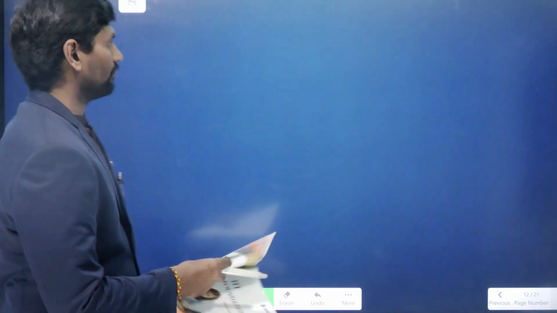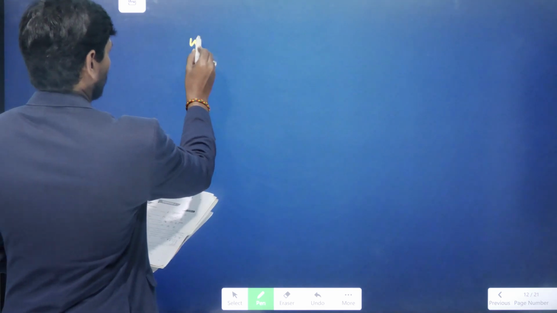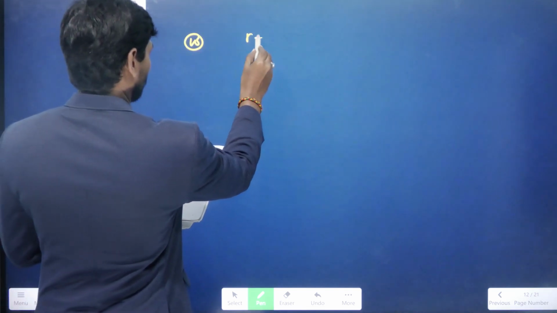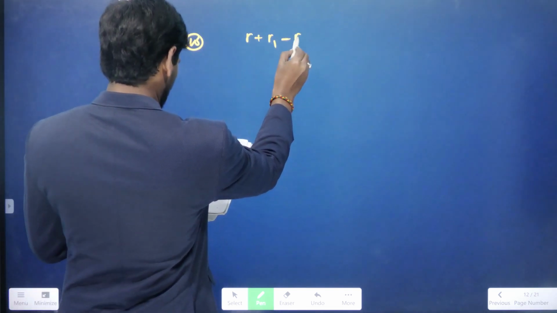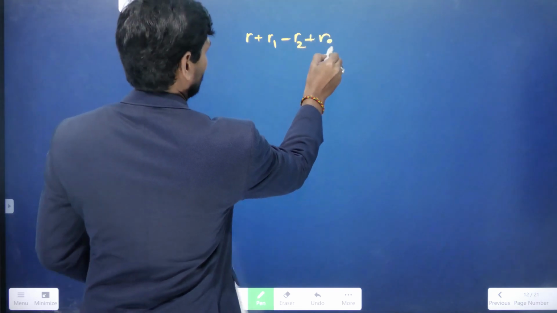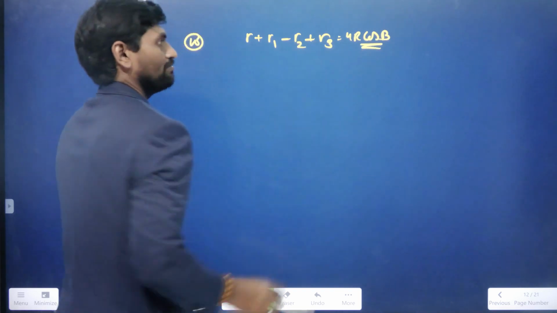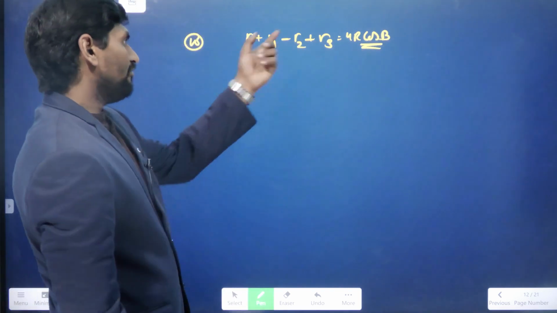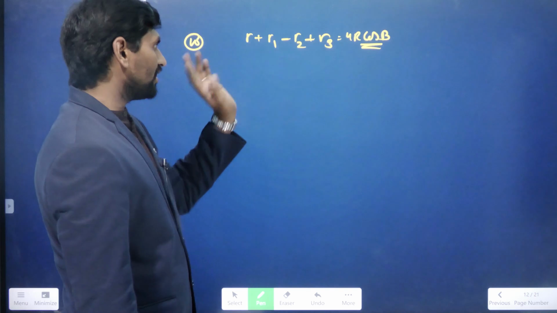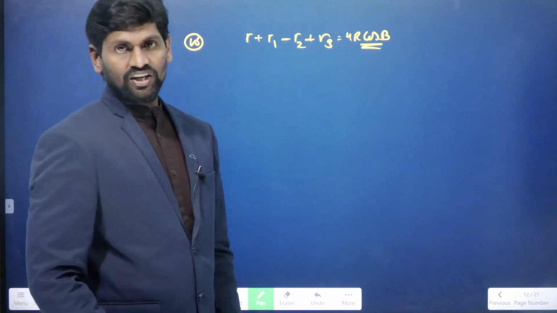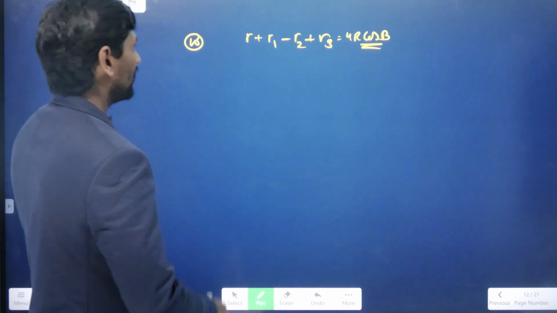Let us go to the problem number 10. So the 10th problem is in triangle ABC, r plus r3 plus r1, so minus r2. So this is also a direct formula. If I write like this, r plus r1 minus r2 plus r3 is equal to 4r cos B. r2 is negative, no? 4r cos B. If r3 is negative, 4r cos C. If r1 is negative, 4r cos A. Okay? That is the direct formula.